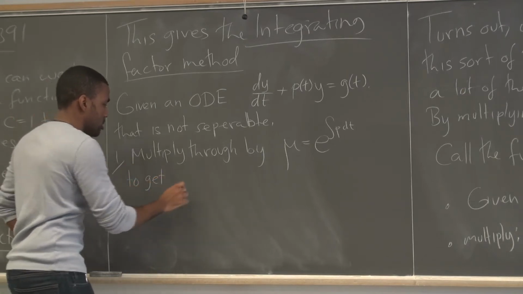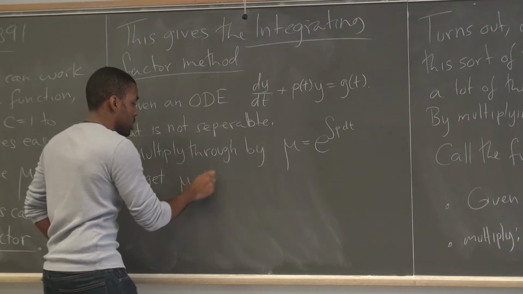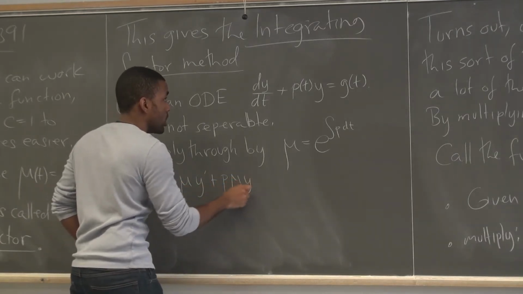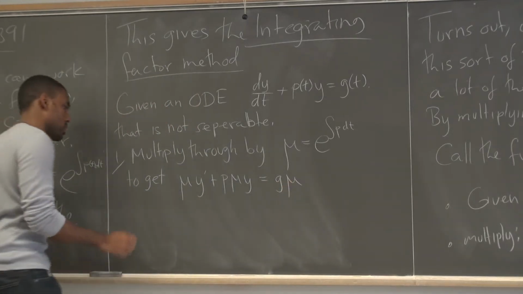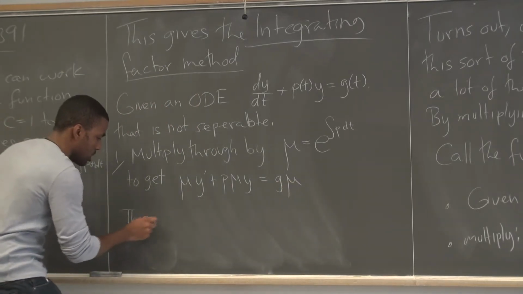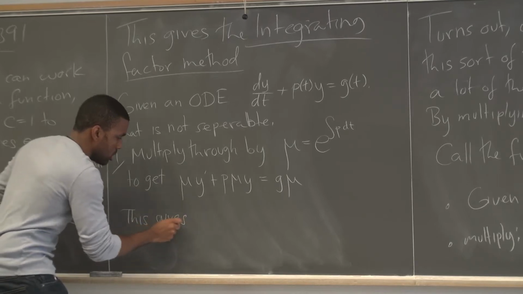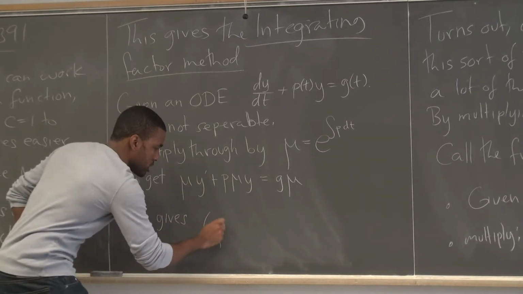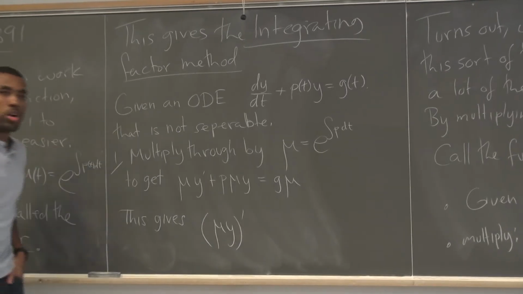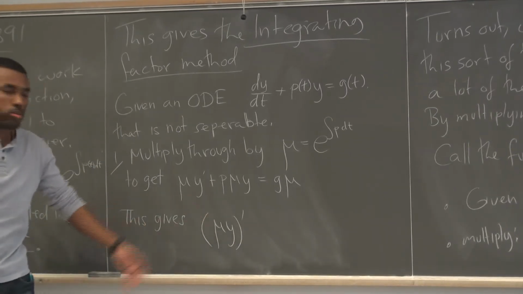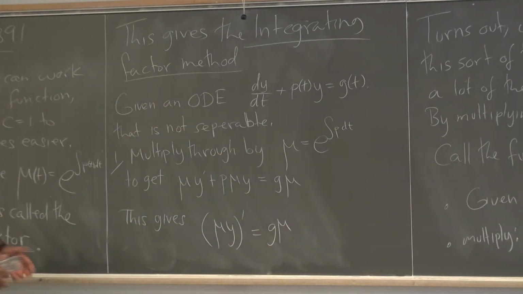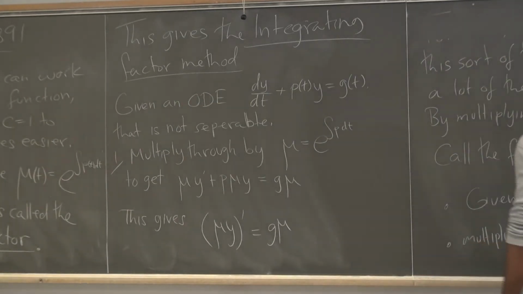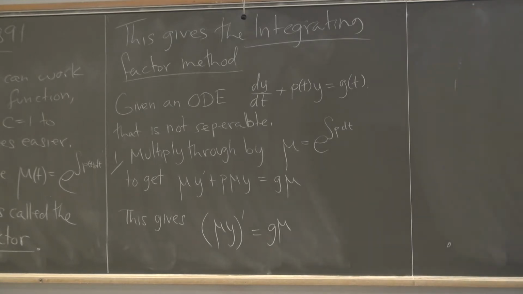To get mu times y prime plus p mu times y equals g times mu. And this basically will always turn this side into the product rule. It's just going to happen. We solved for this to happen. So then what we can do is just integrate both sides.